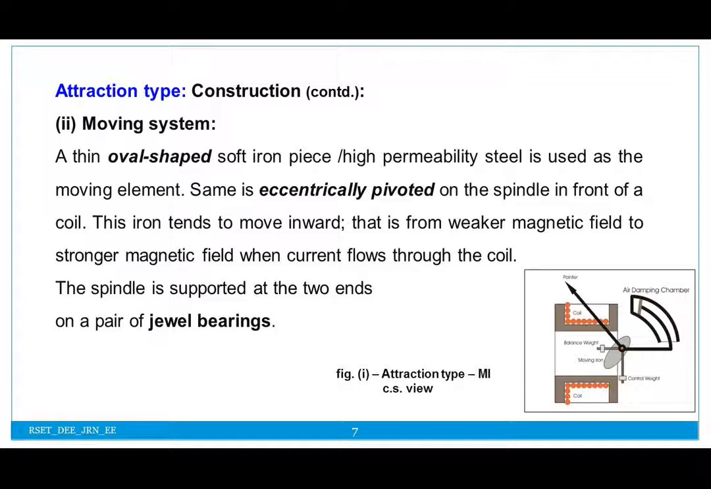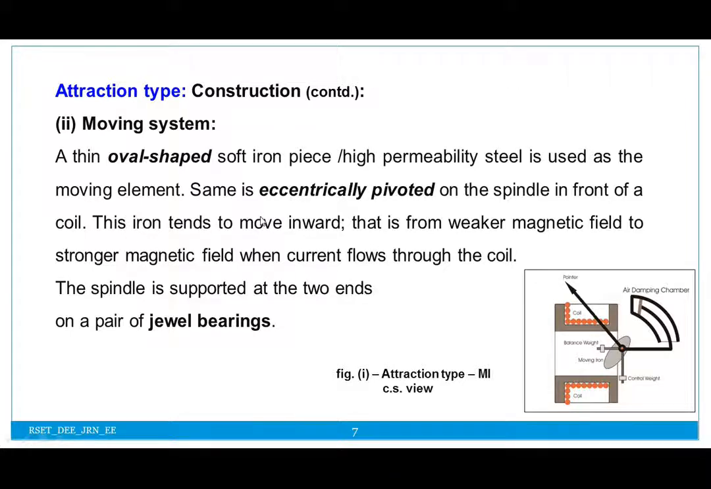Now the moving system, yet another diagram but which conveys the same meaning. The moving system is provided by an oval shaped, a peculiar shaped, single soft iron piece, or it can be made up of a high permeability steel and is used as a moving element. Same is eccentrically pivoted. It is pivoted at this point. It is eccentrically pivoted onto the spindle in front of the coil. So this is my coil and it is pivoted at the center of the coil.